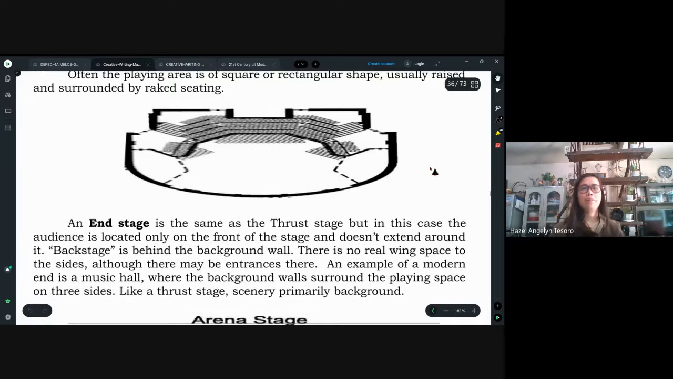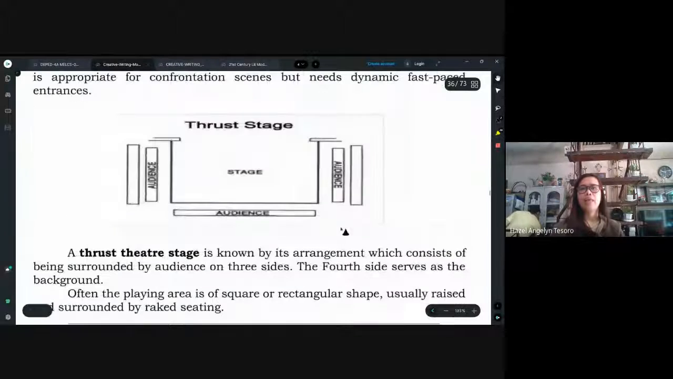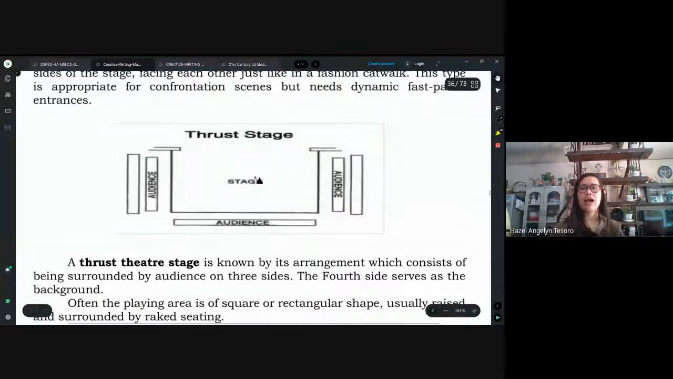Okay, so pabilog naman siya, end stage. So it's like a thrust stage pero the audience is only on the front. So balik tayo sa thrust stage. Ganto siya pero it only has the audience in the front. Okay? So yung audience dito wala siya and it's just the passageway for the actors to enter and exit.